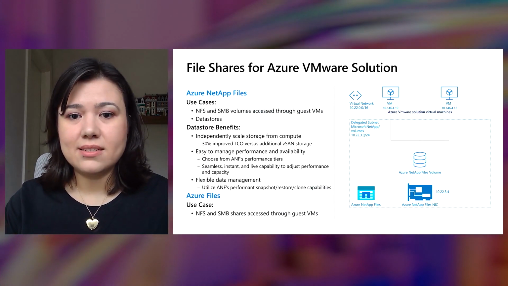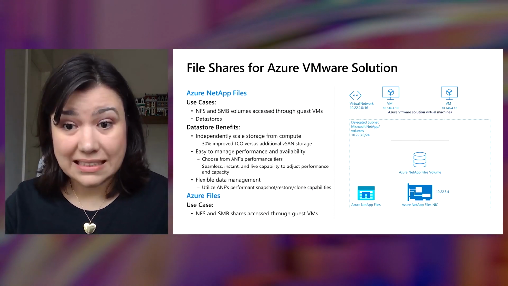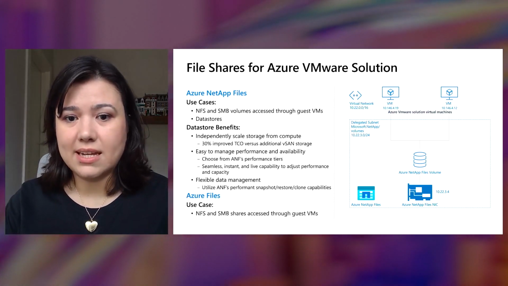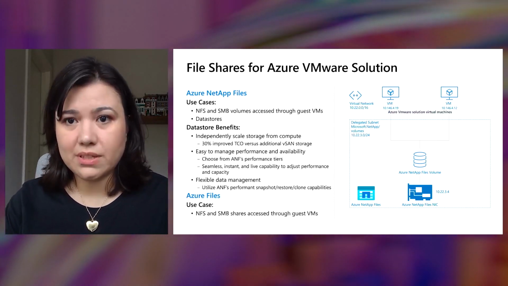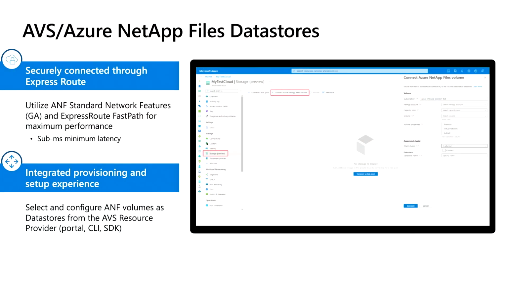Also, another use case is for both SMB and NFS access. Guest VM access is supported in both Azure Files and ANF storage. You can choose whichever one you need based on your performance or other capability needs. With Azure NetApp Files data stores, you can connect securely via ExpressRoute and can take advantage of sub-millisecond latency. In addition, you can hit 1500 megabytes per second throughput with multiple data stores. This is available from the AVS resource provider by portal, CLI, or SDK.